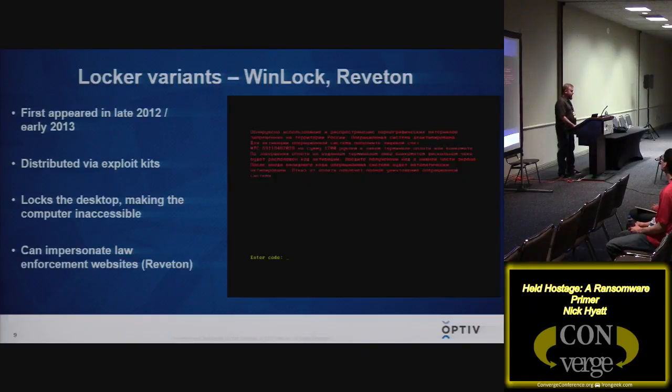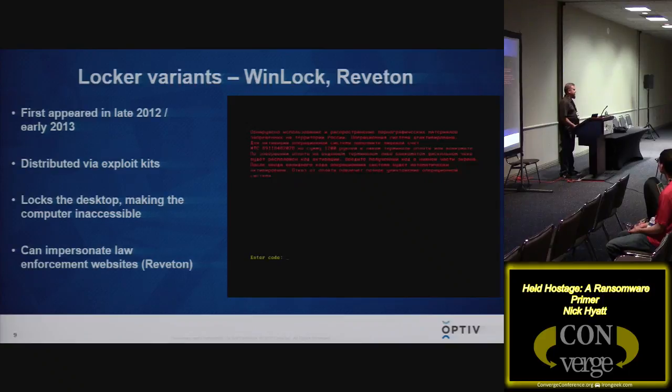In late 2012, early 2013, we start seeing the locker variants. These are WinLock, Reveton. Don't know if anybody here reads Russian, but primarily they come out of Russia. And as we can see here, we do have a lock screen. These were distributed via exploit kits. They would lock the desktop, making the system inaccessible. And they were known to impersonate law enforcement.